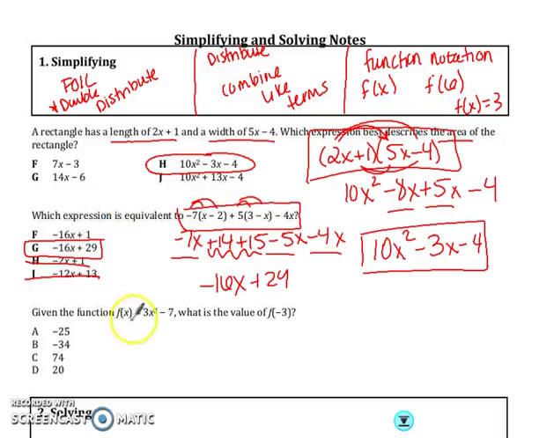Given the function f of x equals 3x squared minus 7, what is the value of f of negative 3? Well, remember, this is the x value on the inside. So two ways you can do this. You can just plug this in here. So 3 times negative 3 squared minus 7, and put that in your calculator.